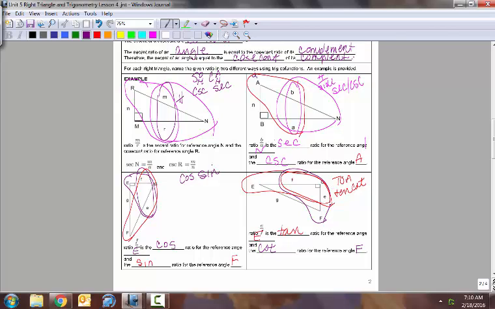The cotangent of F, we would have our adjacent over our opposite, which would be the cotangent.